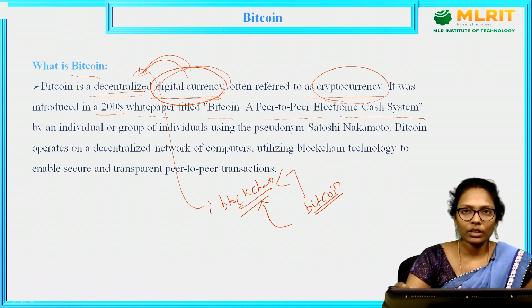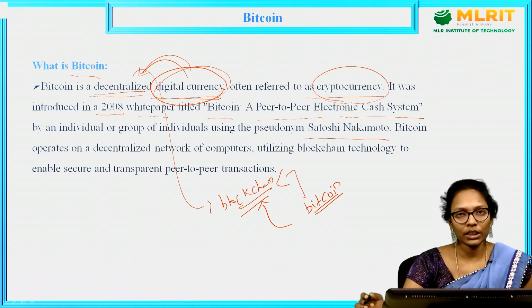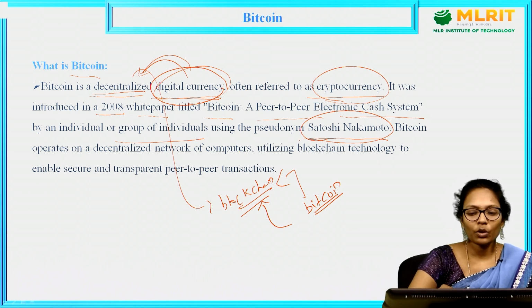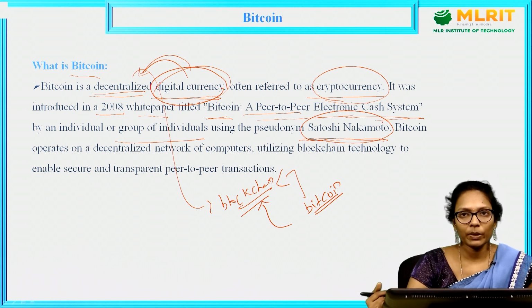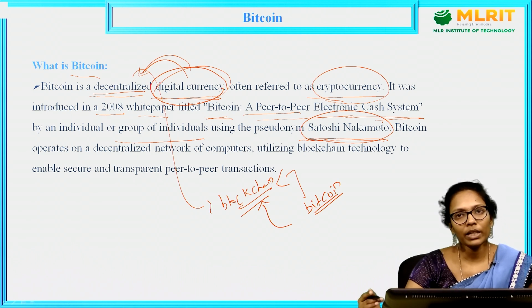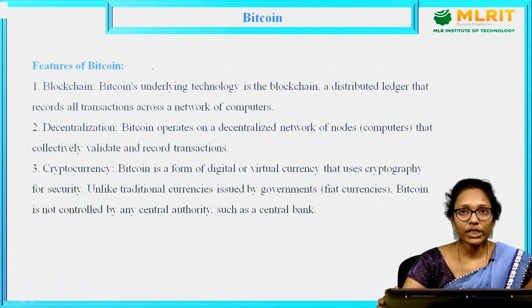This was designed by Satoshi Nakamoto, and till now we don't know the identity of this person. We may consider the name as a group of individuals, or it might be a single person. He wrote a white paper with the title Bitcoin: A Peer-to-Peer Electronic Cash System. What is the essence of creating this Bitcoin, we will see in this video. But before that, Bitcoin is a digital currency which follows decentralization. So what are the different features of Bitcoin?